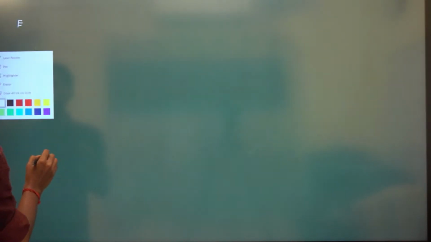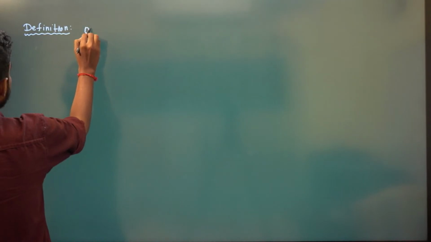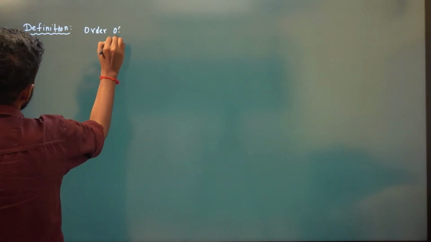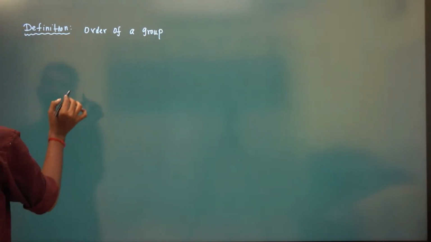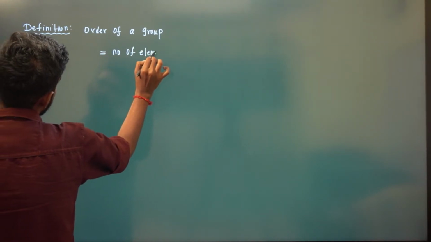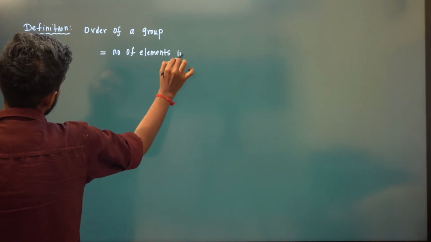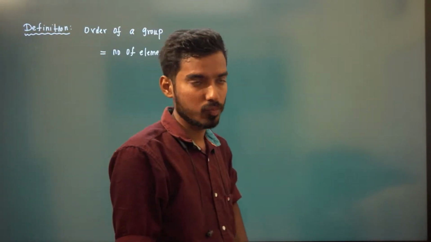Before that, I'll give you one definition. This is the second definition we are seeing now. Third definition. The first definition is the definition of a group. Second is abelian group. Now we are seeing one more definition, order of a group. The order of a group is nothing but the number of elements in G. So the number of elements in G is nothing but the order of a group.